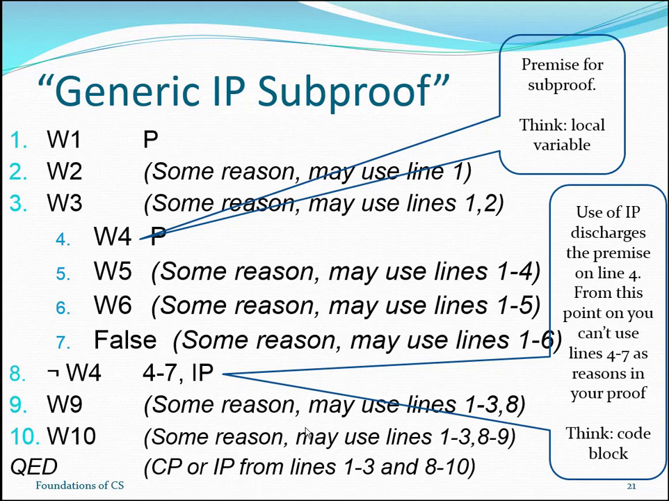Here's a generic IP subproof. It's almost identical, except that because we're doing IP, we assume, let's say, W4, and we get to false. That means when we outdent, we're going to conclude not W4, right? And again, with lines 4 to 7, IP. And there's just a summary of all the lines that are in scope. Code block, think code block.